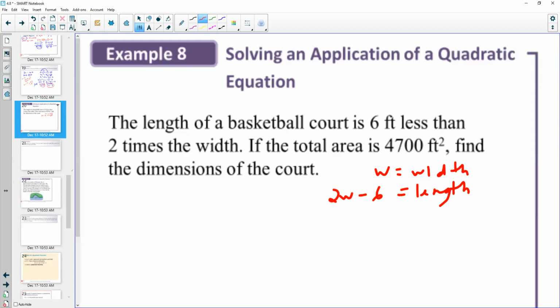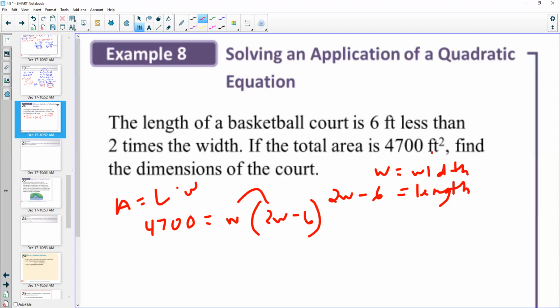Area is length times width, right? So if I know area equals length times width, and I know the things that go here, I know this is 4,700 equals width times 2w minus 6. Okay, well, I can now put this in standard form, can't I? Sure. So let's distribute. That's going to get me 4,700 equals 2w squared. Oh, wait, I don't have to do that, right? Even I do it sometimes.